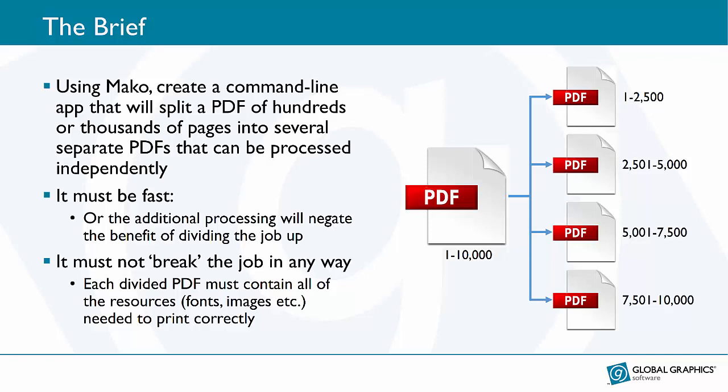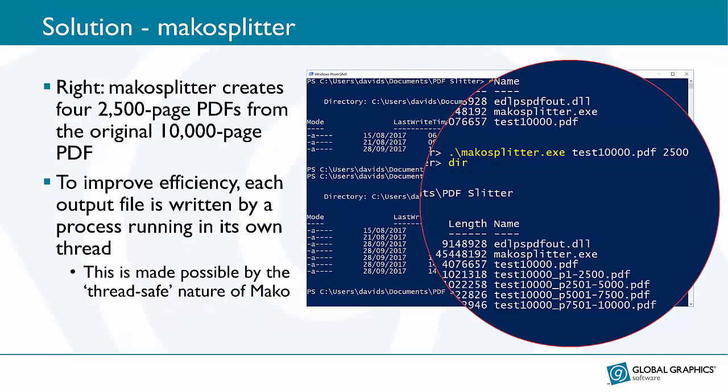Mako ensures that the resources required for the pages being output are present in the PDF. For example, the source file may contain a font used on many pages, so when those pages are split between different files, the font must be included. The screen grab shows the app in action, but let's take a look at a live demo.